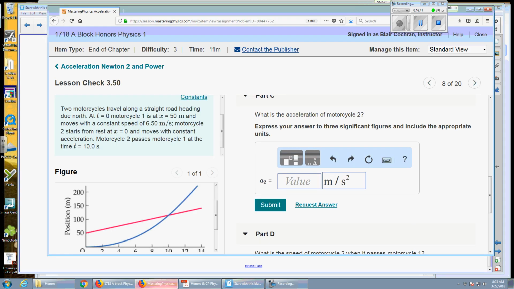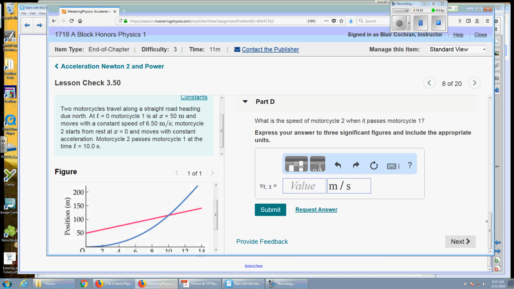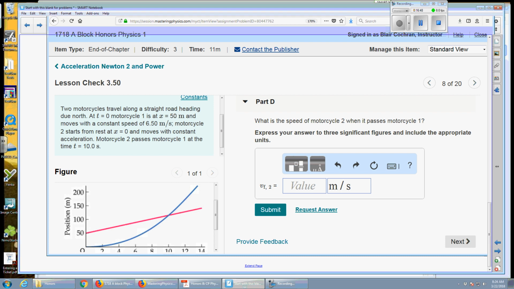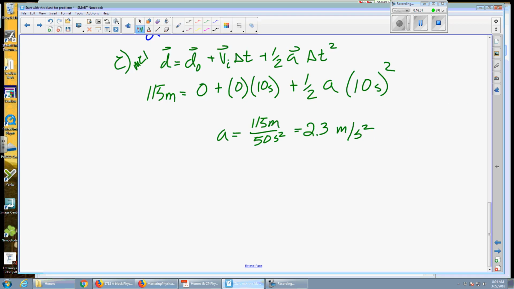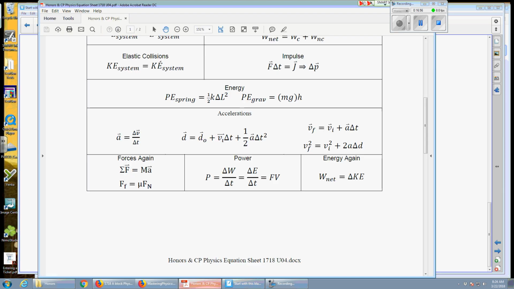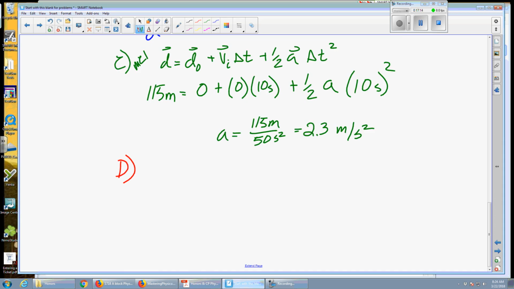And then on to part D. What is the speed of motorcycle 2 when it passes motorcycle 1? I have a couple of different approaches if I look at my equation sheet, because I have how the change in velocity relates to acceleration and time, and how the change in velocity relates to acceleration and displacement. The time one is a little easier math, because it doesn't have those nasty squares. So that's what I'm going to pick to use. Doesn't matter which one you use, not at all.